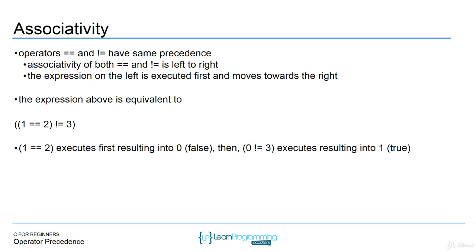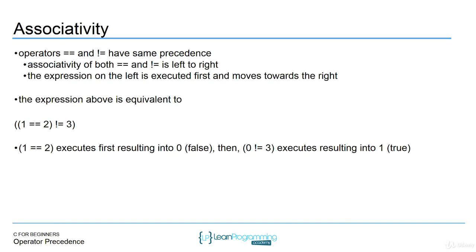So 1 equals 2 executes first, resulting in 0, false. Then 0 is not equal to 3 executes, resulting in 1, true. So I said false initially, but obviously 0 is not equal to 3, so the whole thing would evaluate to true, I'm sorry, because 0 is not equal to 3. So 0 not equal to 3, I was saying is false because of the not equals, but that means that it actually evaluates to true. So pretty neat there.